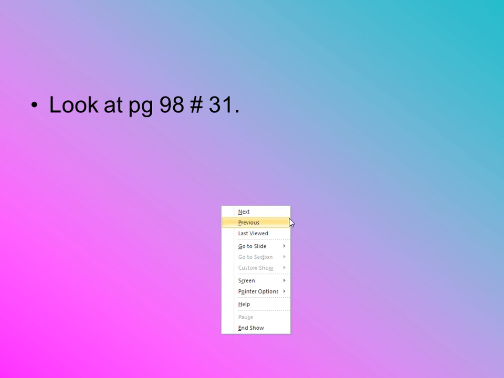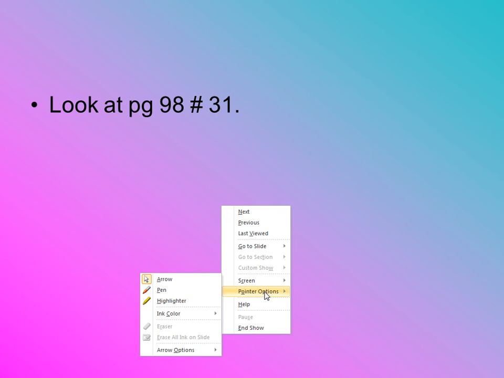All right, if you look at page 98, problem number 31. They give you a picture, and anytime you're doing a geometrical one, you need to draw out the pictures on your paper so that you can mark them and stuff.